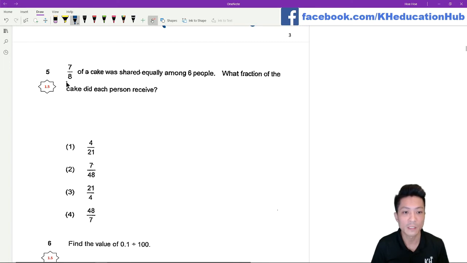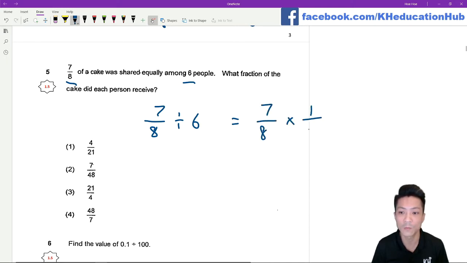Question 5, 7 over 8 of a cake was shared equally among 6 people. What fraction of the cake did each person receive? So in this case, 7 over 8 of the cake, you want to share it with 6 people, so you divide it by 6. Same thing, 7 over 8, we're going to change it to multiply by 1 over 6. In this case also, no reducing to be done, so it will be 7 over 8 times 6, 48. Answer is number 2.